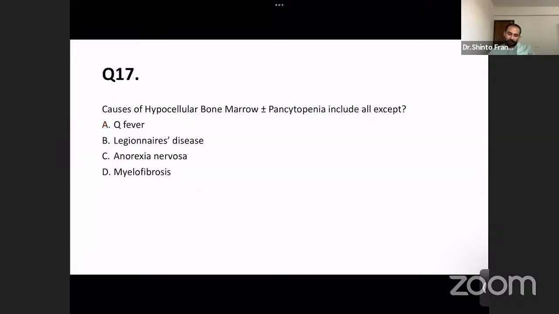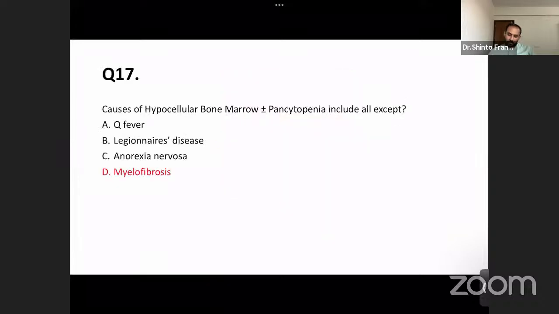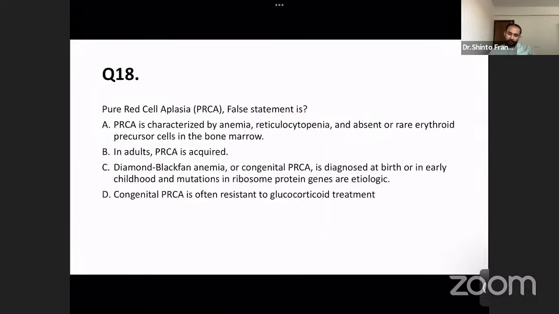Question number 17: hypocellular marrow with pancytopenia includes all of these except. Again, straight from Harrison. Myelofibrosis is probably the wrong answer. This is basically straight from the Harrison chart. You can go through the other processes causing pancytopenia with hypocellular marrow. So here the odd one out is myelofibrosis, not mycobacteria.